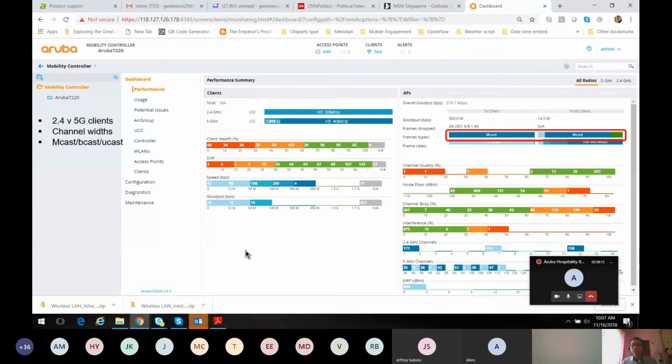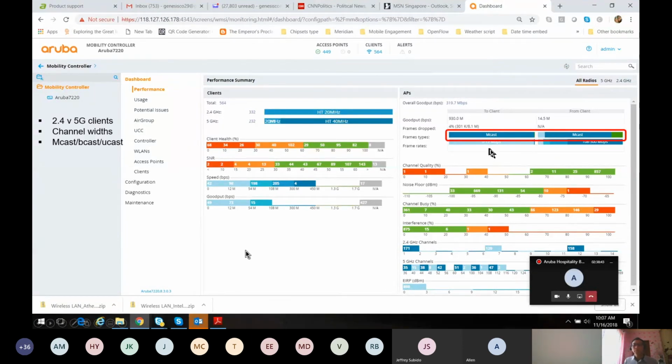In hospitality, I expect less multicast, more unicast. So in this scenario, I have a lot of multicast to the client, which means there's something in my network that is generating multicast. I want to find out what that is. I want to limit it, or I want to tune my configuration to manage the multicast traffic. Same thing from the client: a lot of multicast from the client. So I want to investigate who is generating the multicast traffic and why.